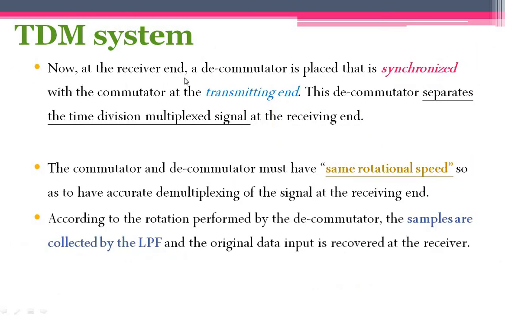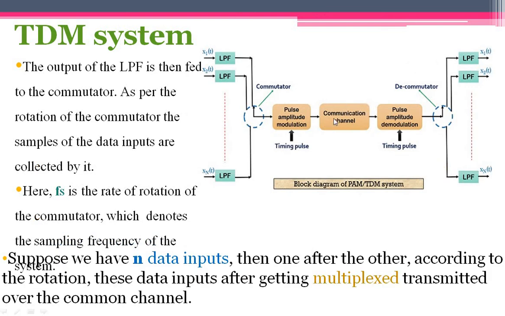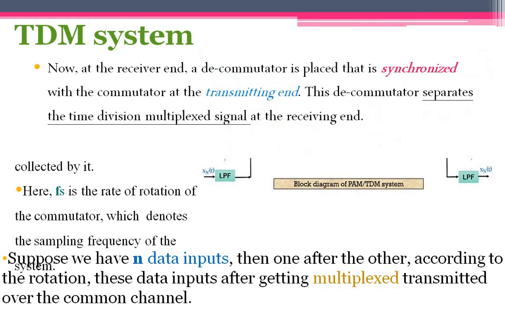Now at the receiver end, this is the communication channel. This part is completely your transmitter. This part is completely your receiver. After this communication channel, this is given to the pulse amplitude demodulation circuit. Then again you are having a decommutator. It takes one sample, then it is demodulating your modulated signal. Then it is given to the low pass filter for getting your original message signal.